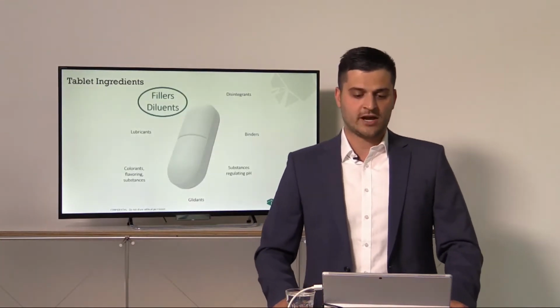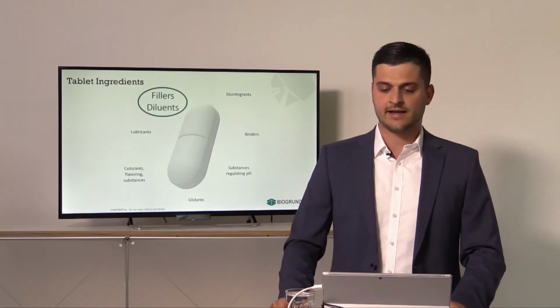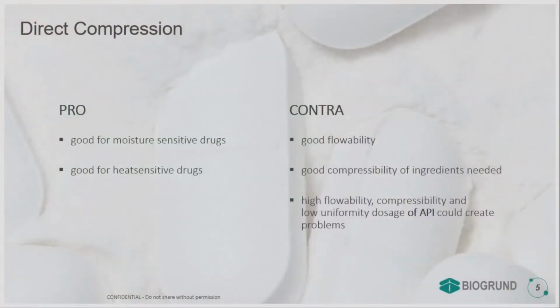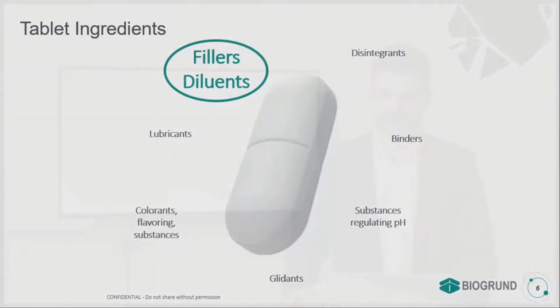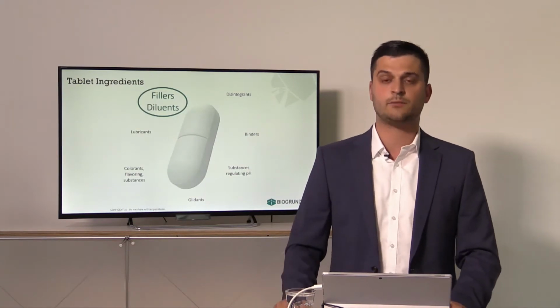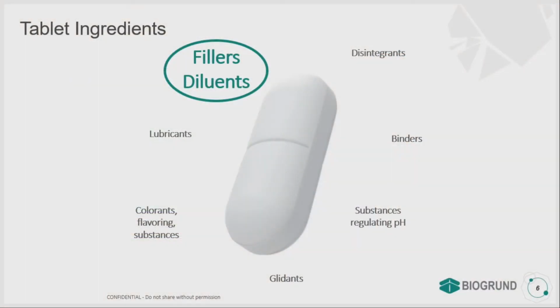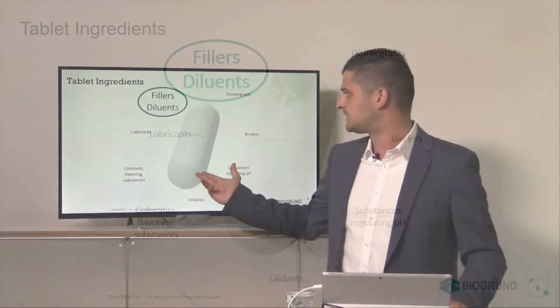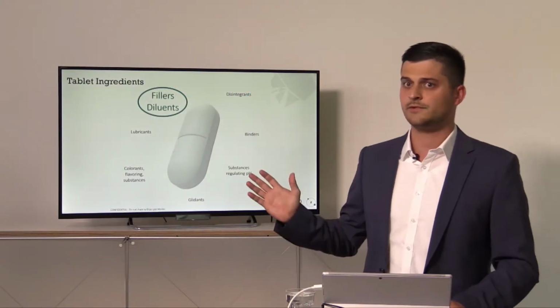A challenging compressible API can require the following excipients, which are presented on this slide. So the filler or diluent is a bulking agent which increases the weight and the volume of the drug product, which enables the patients to take the medicine. Furthermore, we have disintegrants, binders, substances regulating the pH, glidants, colorants, flavoring substances, and lubricants. But we come to this later.